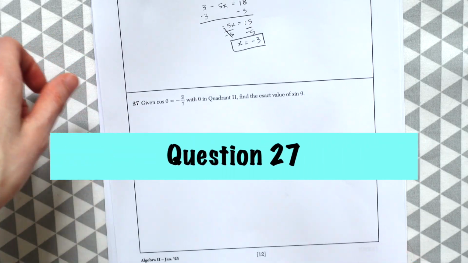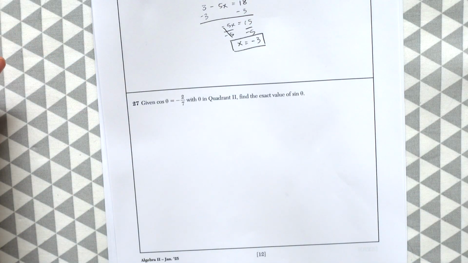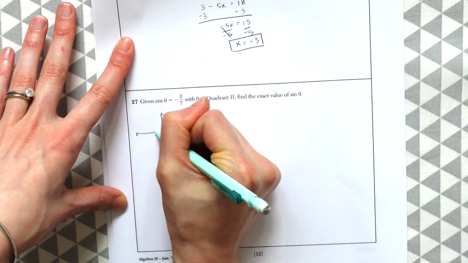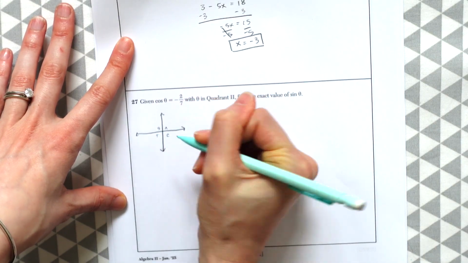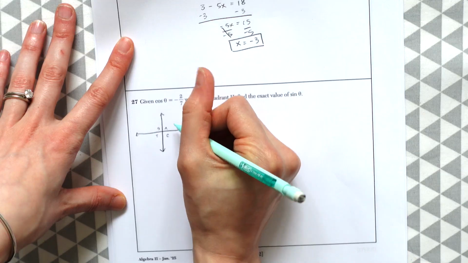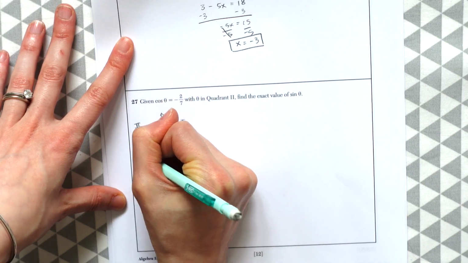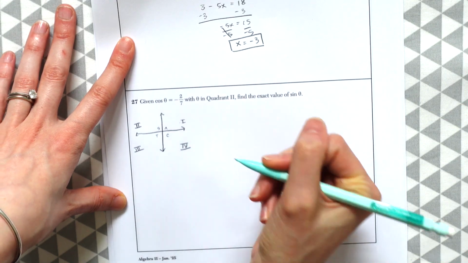Question 27. Cosine of theta is equal to negative 2/7 with theta in quadrant 2. Let me just first sketch this out. It says it's in quadrant 2, so just a reminder of the quadrants. We have quadrant 1, 2, 3, and 4.